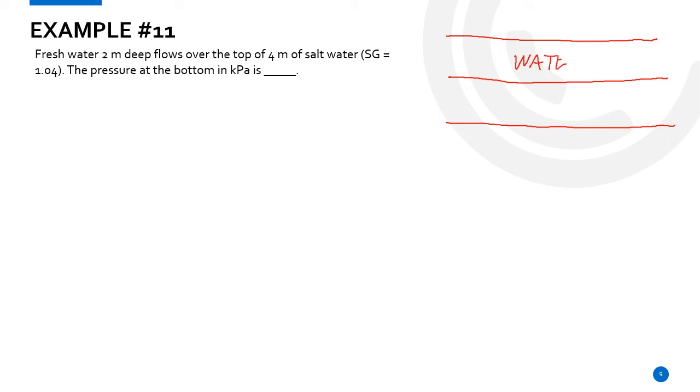So example number 11. Fresh water 2 meters deep flows over the top of 4 meters of salt water. Specific gravity of 1.04. So the pressure at the bottom in kPa is blank. Okay? So kung i-drawing tani, nata diri na. Yan na. Okay? So natay dira sa taas. Okay? So kaning sa taas nga part kanino is mo na to ang water. Okay? So kaning sa baba is mo na to ang salt water.